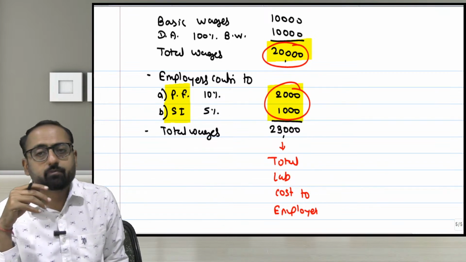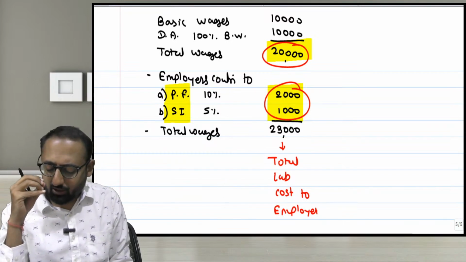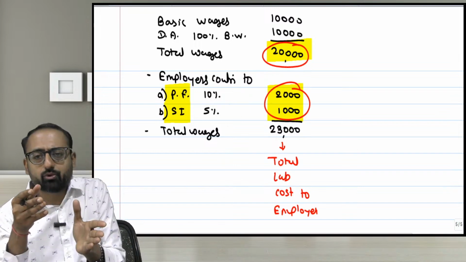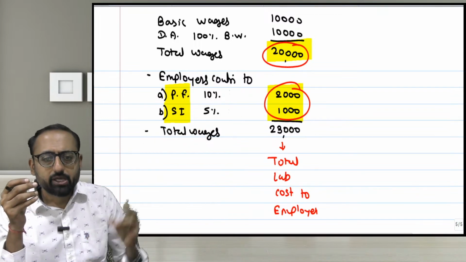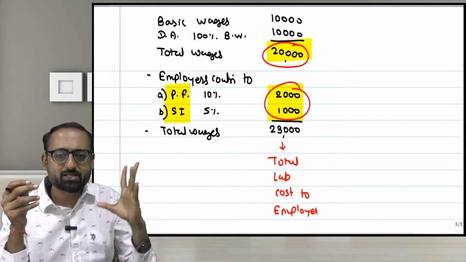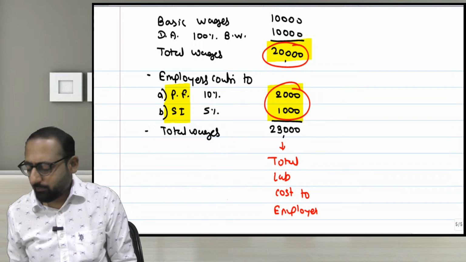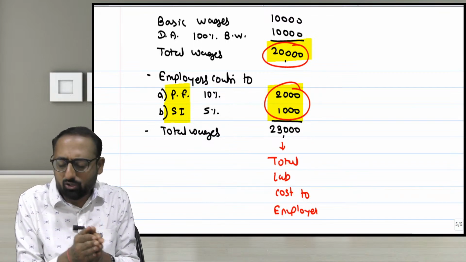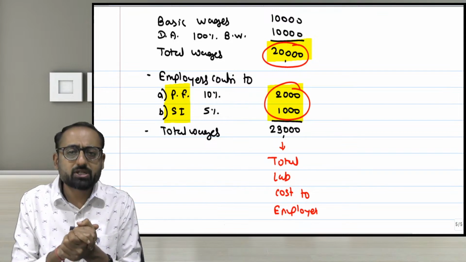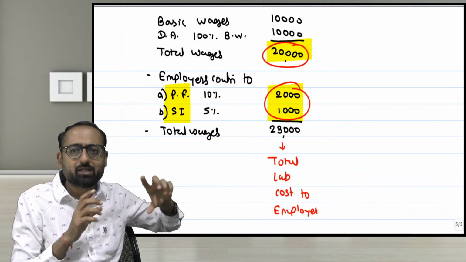Now the point is that, suppose in the question it is given that the employee also contributes to the provident fund and to the state insurance, at the same rate of percentage as the employer contribution. Now the difference between employer contribution and employee's contribution is that employer contribution is voluntarily paid by the employer. It is in addition to the salary.